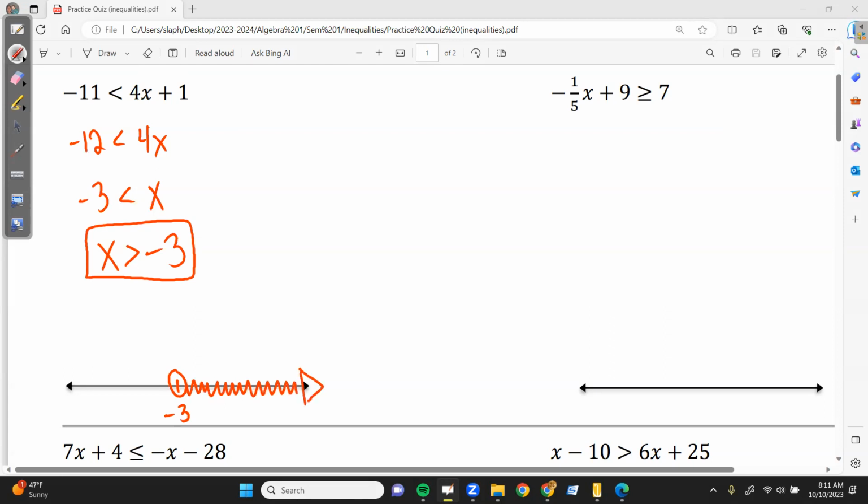So I am going to put problems on here that force you into having to understand what it means to get the variable on the correct side. Okay? So be prepared for that. Any questions on the first one?